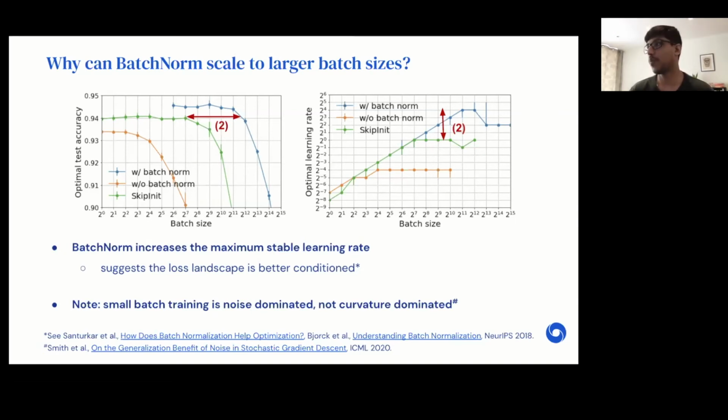But one of the key points to make here is that this benefit of increasing the maximum stable learning rate is not actually relevant for small batch training. In small batch training, the optimal learning rate is determined by the noise in the gradient estimates. And in this case, the optimal learning rate of skip-init and batch normalization are the same. And so this property of increasing the maximum stable learning rate is only relevant when the batch size is large enough so that the curvature starts playing a role in the optimization dynamics.